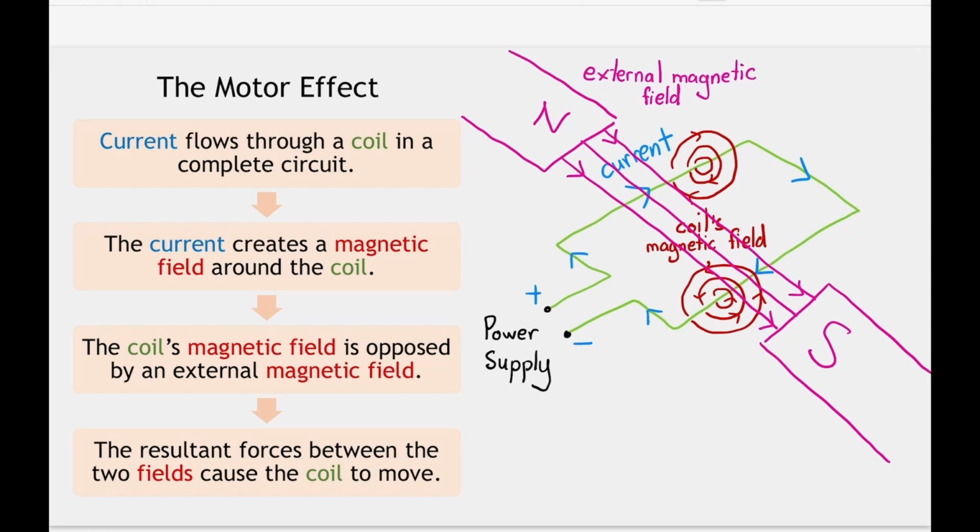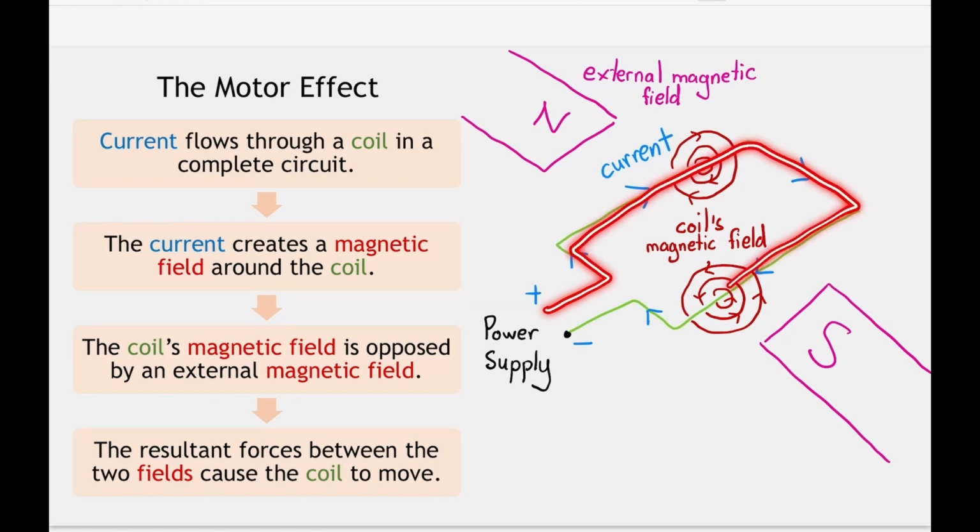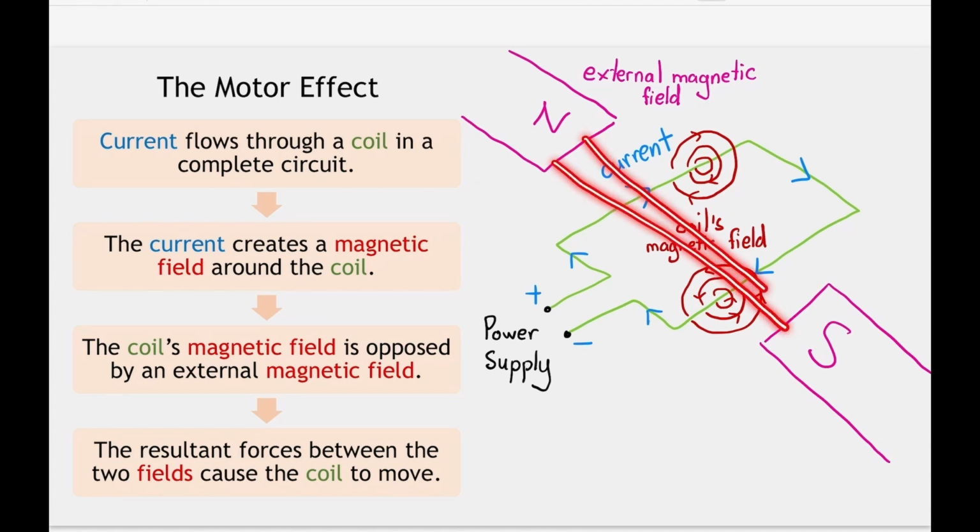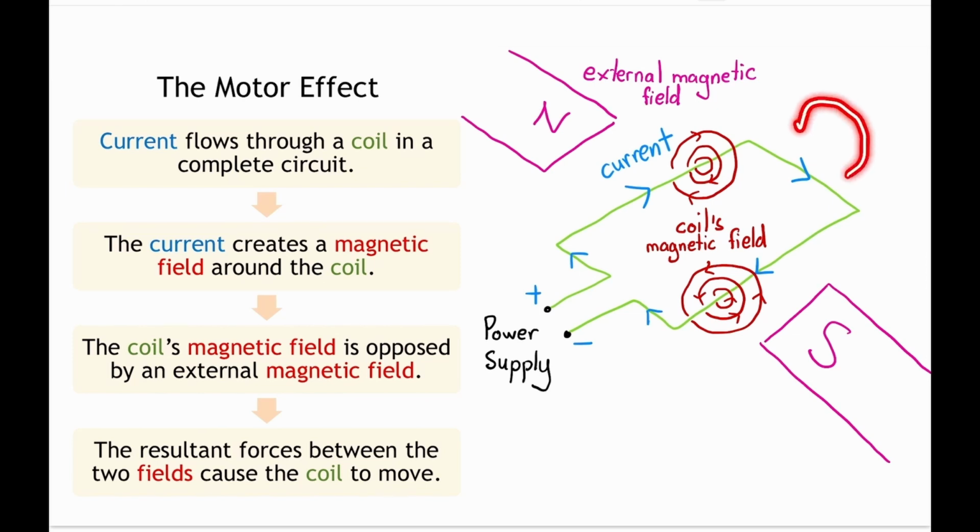There's quite a lot going on there, so let's recap. There is a coil with a current flowing through it, as the coil is in a complete circuit. That current creates a magnetic field all around the coil, as shown here. The coil's magnetic field is opposed by an external magnetic field going from the north to the south pole of these external bar magnets. The interaction between these two magnetic fields creates force, and this force causes the coil to rotate.